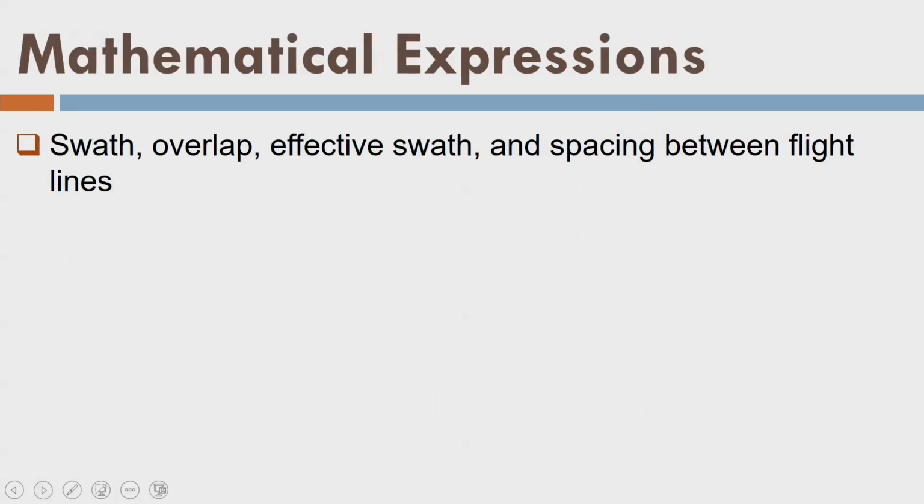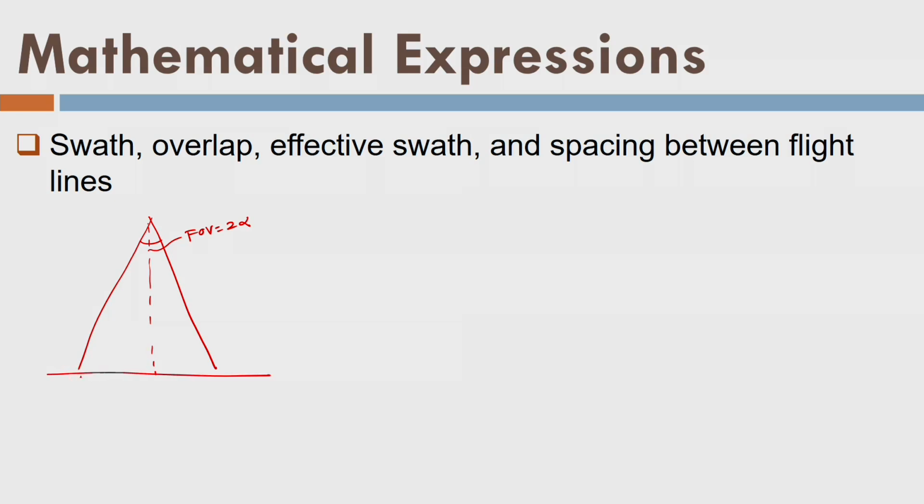So now let us go for the small derivations. What is a swath? If I take this as my FOV of 2 alpha, this is the flying height, and this is the ground surface, which I assume to be flat and horizontal for simplicity. This is the flying height h, and as a result this is my swath. The flight path is perpendicular to this plane, and so the swath is given by 2h tan alpha, right?